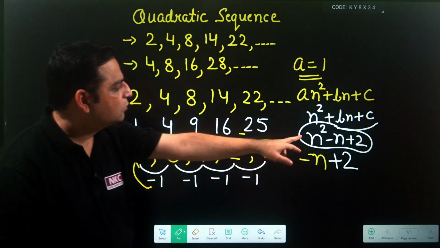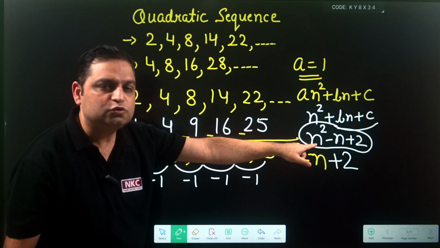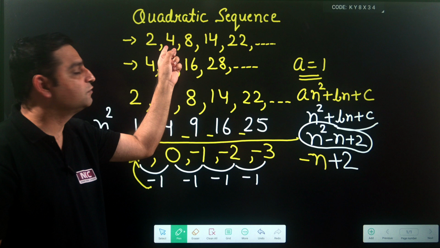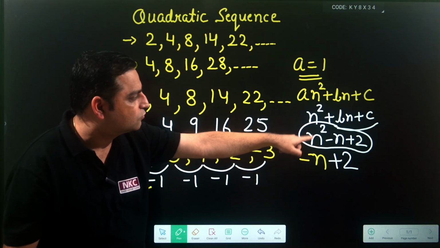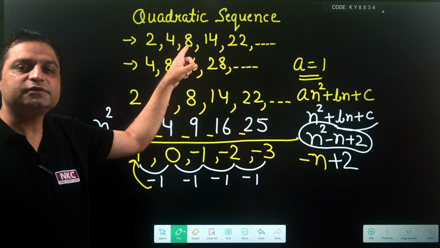Now you can try out. You can put n as 1 here, you will get 2. If you put n as 2 here, 2 square is 4, 4 minus 2 is 2, 2 plus 2 is 4. See, second term is coming. Check the third one, put n is equal to 3. 3 square is 9. 9 minus 3 is 6. 6 plus 2 is 8. See, next term is coming.